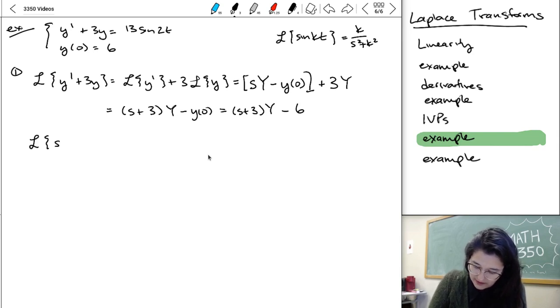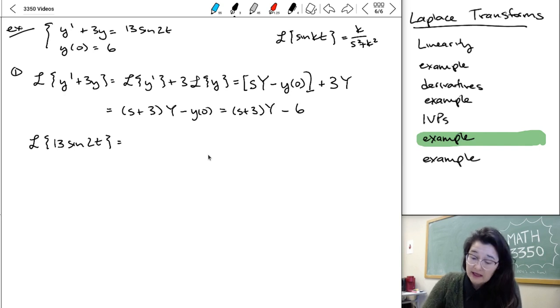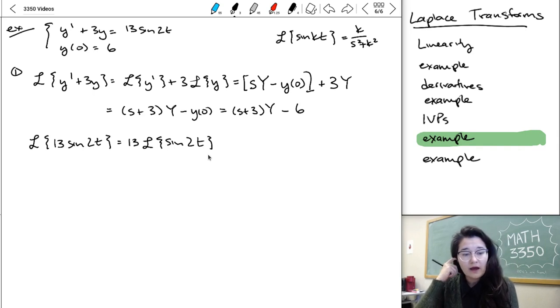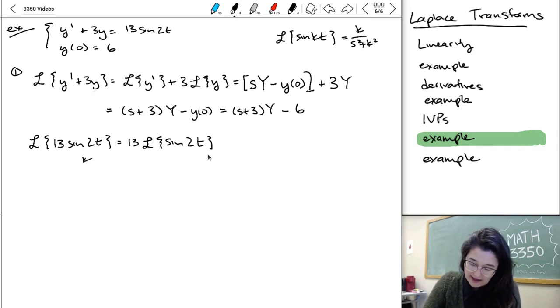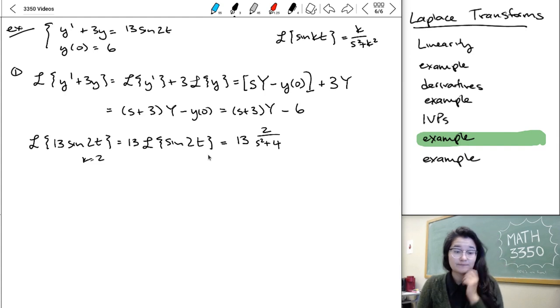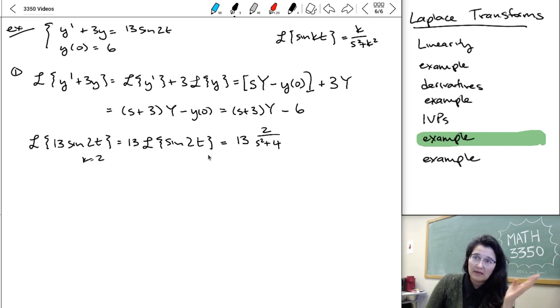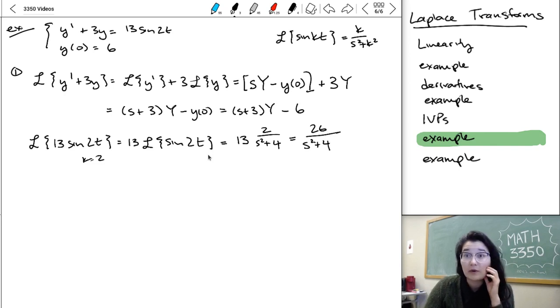So I'm going to take Laplace of 13 sin 2t. Again, I'm going to use linearity. That's 13 L of sin 2t. So in this case, k is 2. So that's going to give me 13 times 2 over s² + 2², which is 4. And then multiplying those numbers together, because I'm going to end up solving for Y, I want to start to simplify things a little bit. I'm going to have 26 over s² + 4.